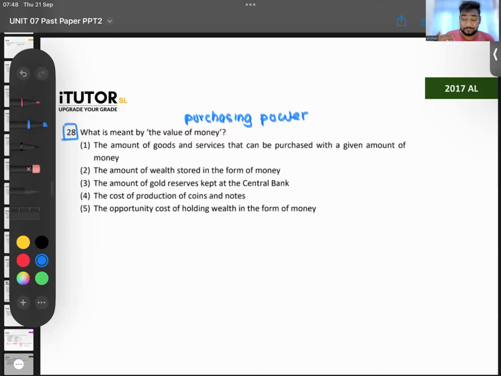Okay. So what happens if the value of money goes up? Okay, right. So what happens, guys? Sorry, not the value of money going up. What is the value of money? So value of money is the amount of goods and services that can be purchased with a given amount of money, right? That is what you call the value of money. How much of goods and services you can buy. Is that okay? Those are very direct questions, guys. Just asking the theory. It's not the amount of wealth stored, it's not the gold reserves, it's not the cost of production, not the opportunity cost.